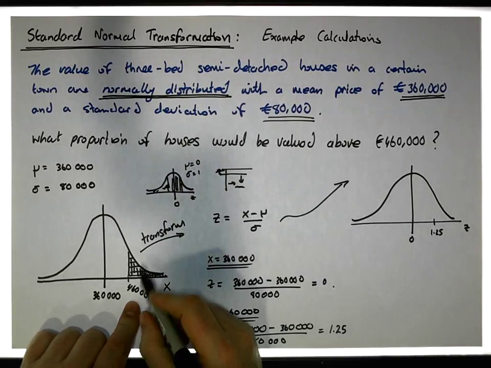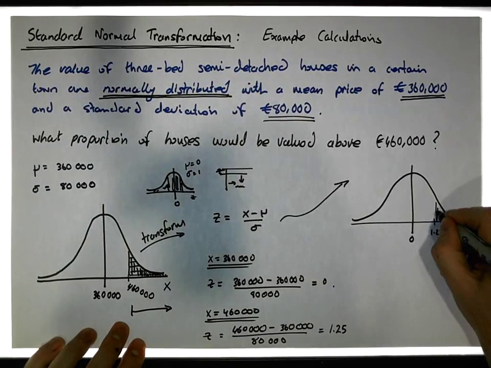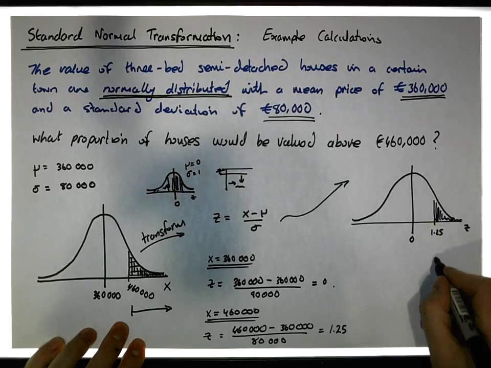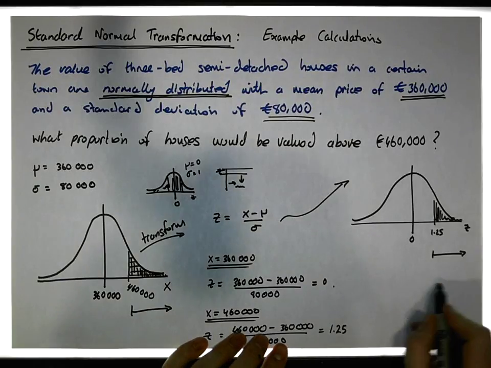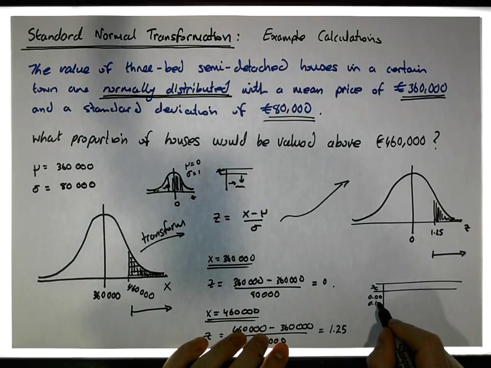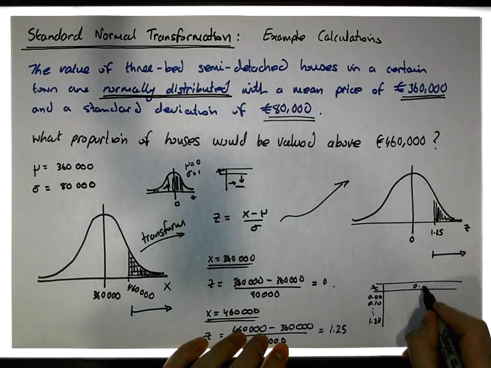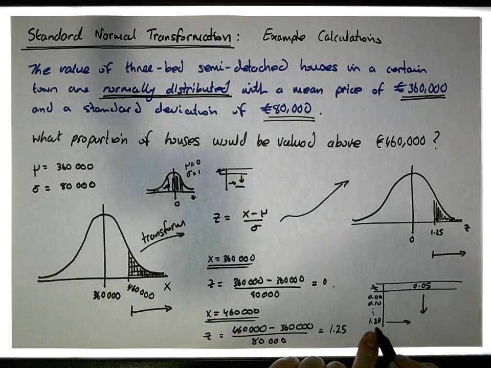We needed the area to the right hand side of 460,000, so we have to calculate the area under the curve to the right hand side of 1.25. Now what we'll do is look 1.25 up on our tables. So we come down 0.00, 0.10, all the way down to 1.20, and we come across to the column 0.05. This is the z value 1.2, and the second decimal is 5, so it's 1.25. And what do we get for that?